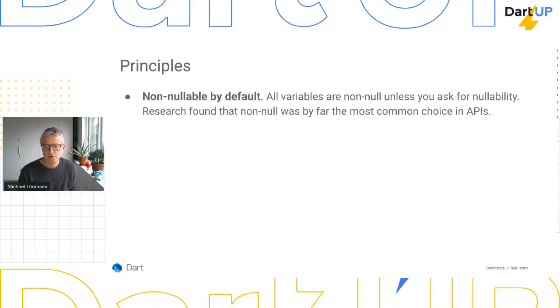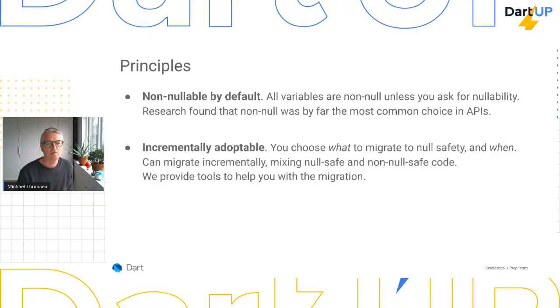By now, you may be worried that this sounds very breaking, and of course, we're not interested in breaking. So the second principle is very, very important, and that is this feature is incrementally adoptable. That means that you can choose what you want to migrate to null safety, and you can choose when you want to do that. When you migrate, you can migrate incrementally. You can run a mix of null safe and non-null safe code.